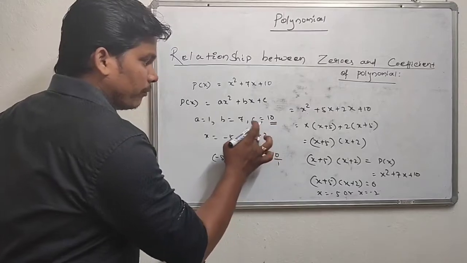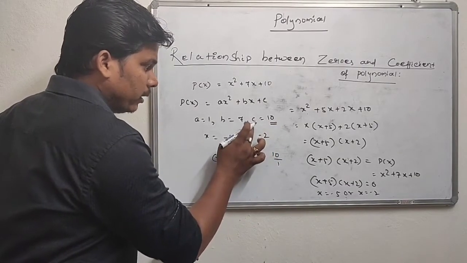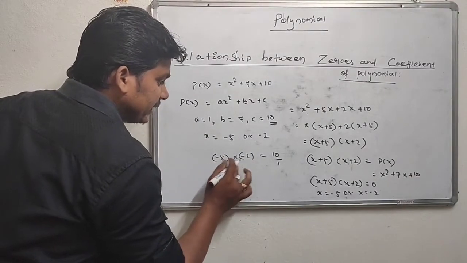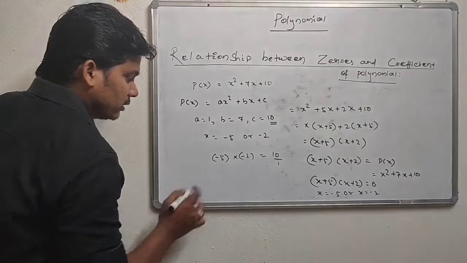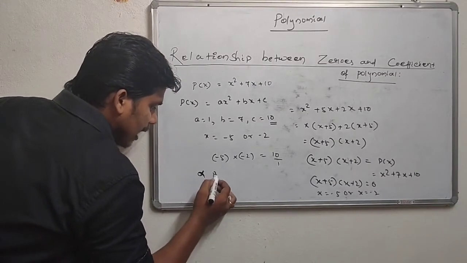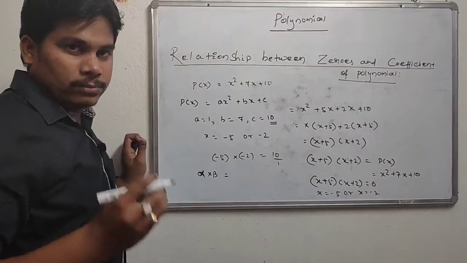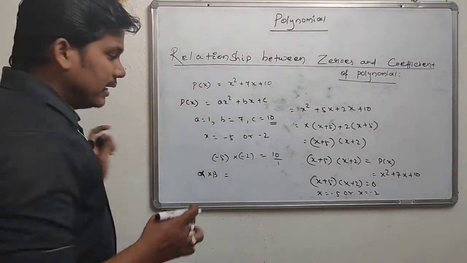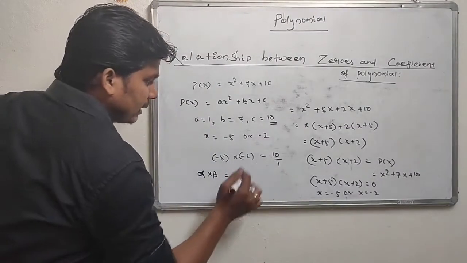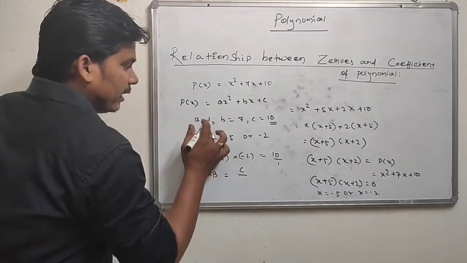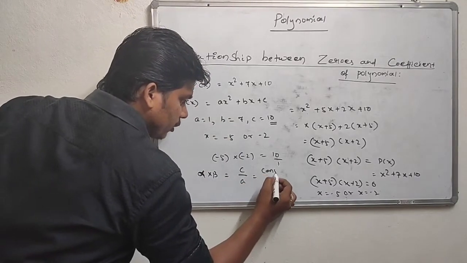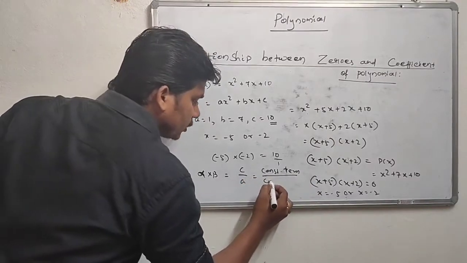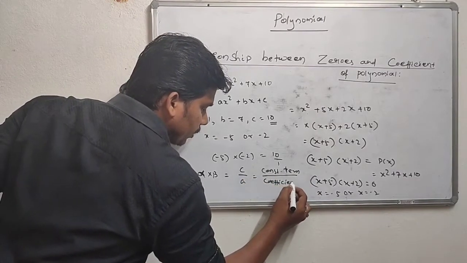What is the 10 here? The coefficient of the constant term. And what is the 1 here? This is the coefficient of x square. Let's take these two zeros as alpha and beta; alpha and beta are Greek letters, and I'm using them for the two zeros of this polynomial. The product of these two is c by a. What is the c here? This is the constant term, divided by a, what is the a here? This is the coefficient of x square.